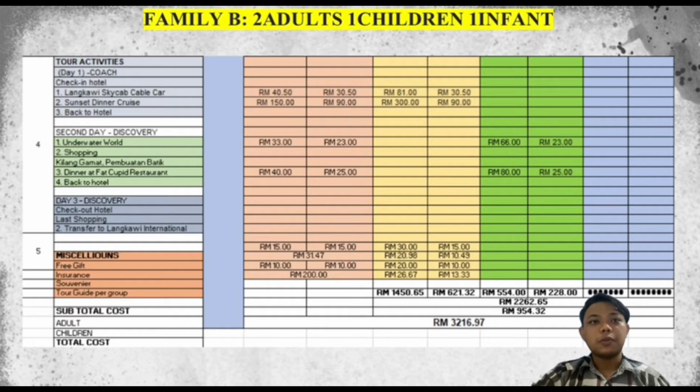Now I'm going to explain about the subtotal cost for adult and children. For adult, it will take 2,262 ringgit 65 cents and 954 ringgit 32 cents for children. The total cost is 3,216 ringgit 97 cents.